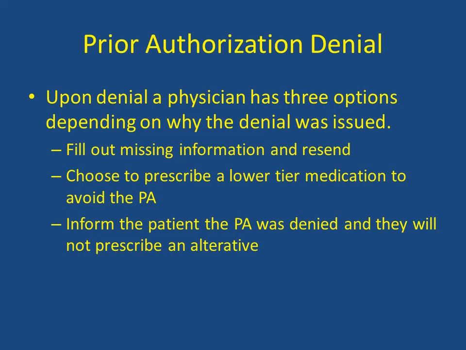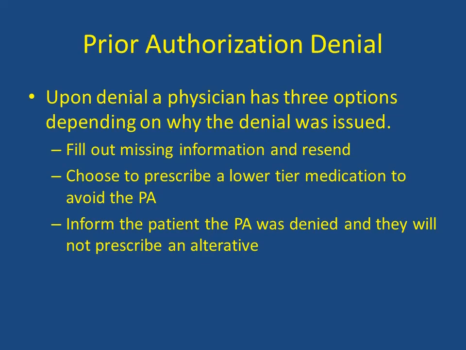So here's what would happen upon a prior authorization denial. The doctor basically has three options if the prior authorization comes back denied. They can fill out the missing information and resend the PA form back to the insurance company. Sometimes the doctors leave off the quantity or day supply, or diagnosis code is probably the most often thing missed. Once they resend that information, it usually gets approved pretty quickly, however.